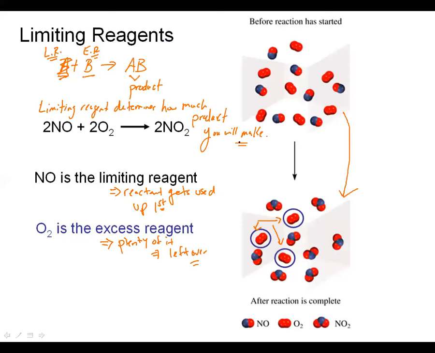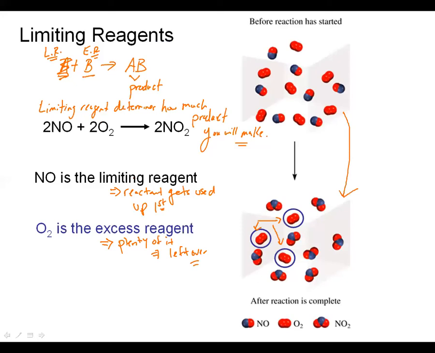how much product you will make. So when we are in a limiting reagent problem, we need to determine first which one is the limiting reagent. And then once you figure out which one's the limiting reagent, that is the one that's going to basically tell you how much product you can produce.